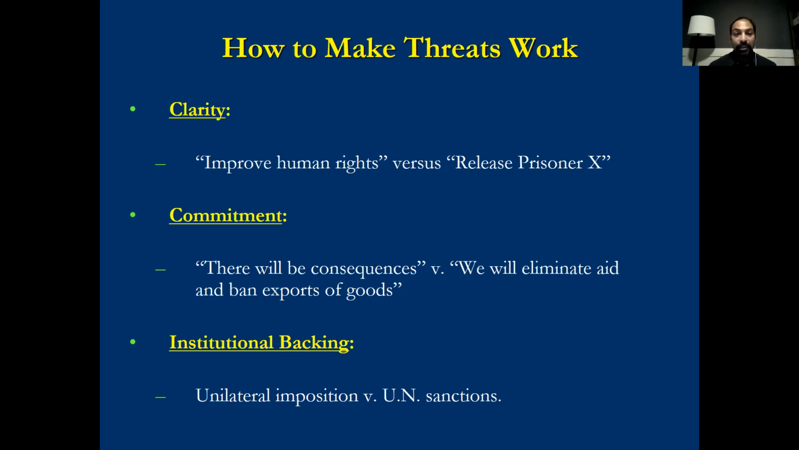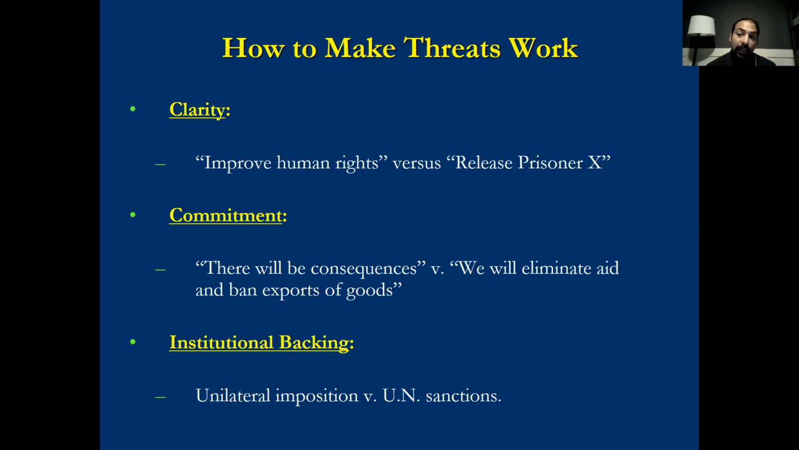So the more tangible you make the goal, the clearer you make it, the easier it is for threats to actually work. A second feature that has to be there for threats to work is commitment. On one hand, the US could say there will be consequences for some economic activity. That's vague. Or the United States could say, we will eliminate aid and ban the export of goods. More specific. The more specific you make it, the more likely it is that threats are going to work.